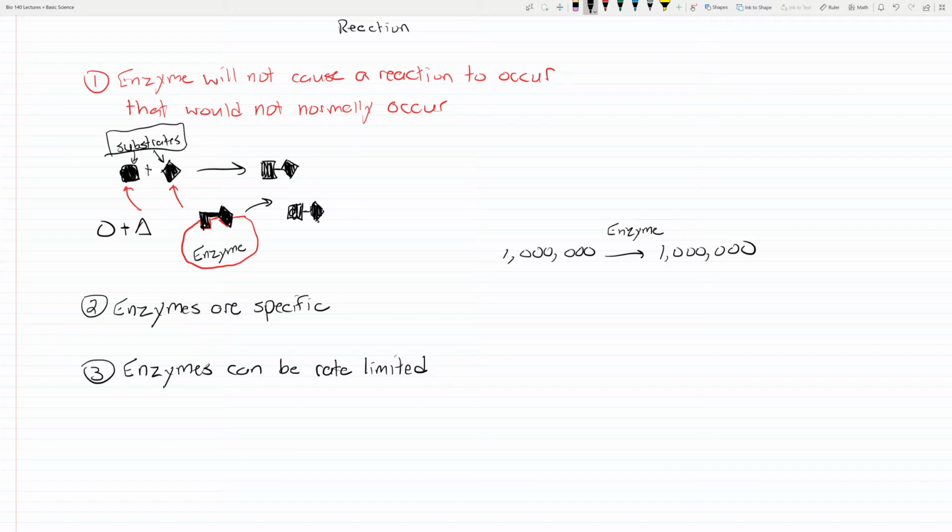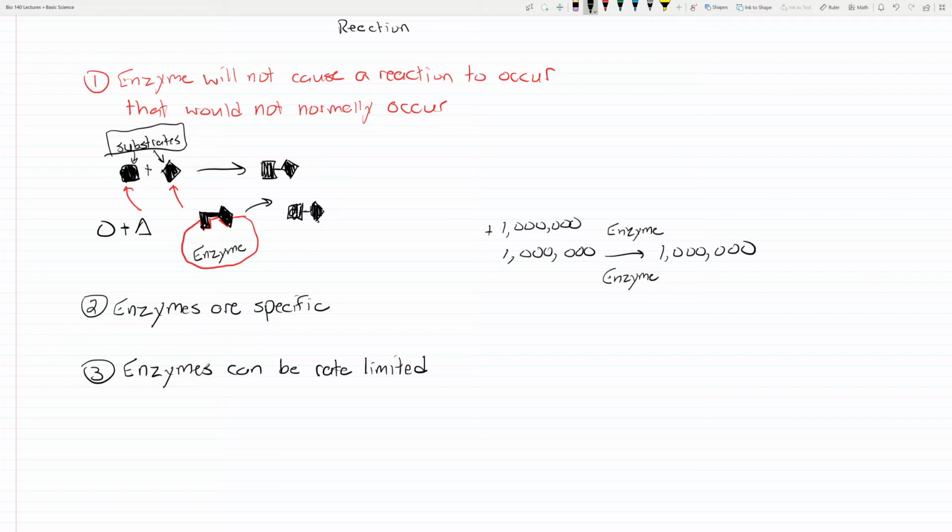Now, let's just say I need to go faster, and I put in 1 million more substrates. The enzyme isn't going to go any faster. You can't do it. The enzyme can only go as fast as the enzyme can go. The only way to overcome that is to add more enzyme. Okay. And that's what we mean by it is rate limited. The enzyme can only work as fast as the enzyme can work. You can't do anything to make the enzyme work any faster except add more enzyme.